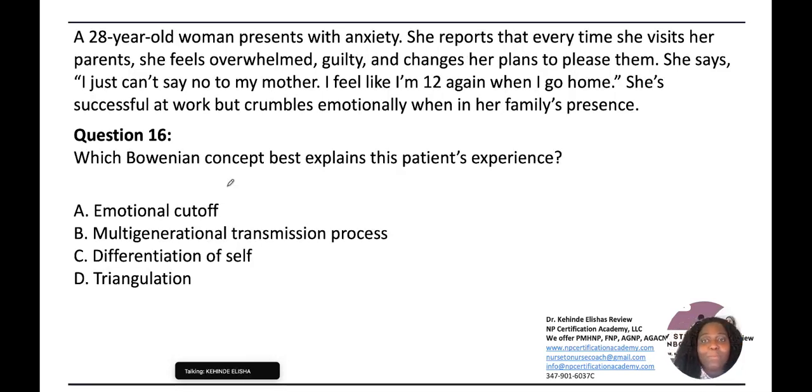Next question. A 28-year-old woman presents with anxiety. She reports that every time she visits her parents, she feels overwhelmed, guilty, and changes her plans to please them. She says, I just can't say no to my mom. I feel like I am 12 again when I go home. She's successful at work but crumbles emotionally in her family's presence. Which Bowenian concept best describes the patient's experience? A. Emotional cutoff. B. Multi-generational transmission process. C. Differentiation of self. D. Triangulation. This is a Bowen question, frequently tested on the exam, and understanding the concept is going to get you through. Please drop your answers in the chat.